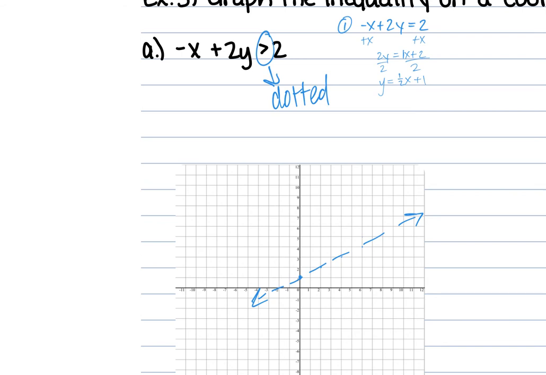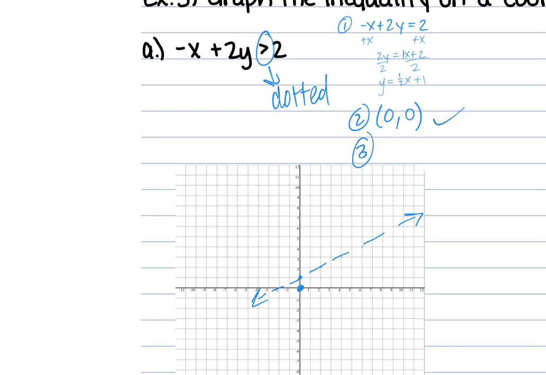Now, second thing that we do. What's our second step? Sophia? Plug in 0, 0. Can we use 0, 0 here? Yes. Why can we use 0, 0? Because, Jasmine? It's not crossing. Our line doesn't go through it. Very good. So we're going to use it.